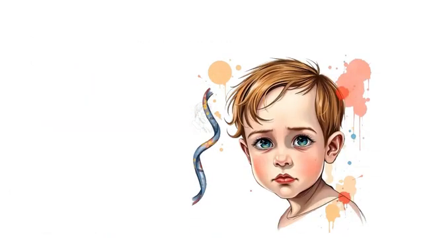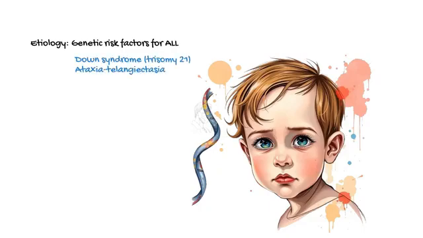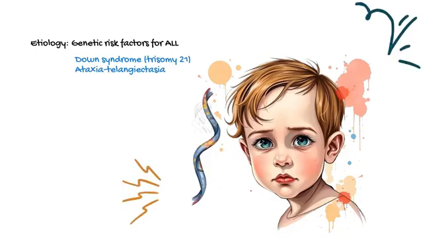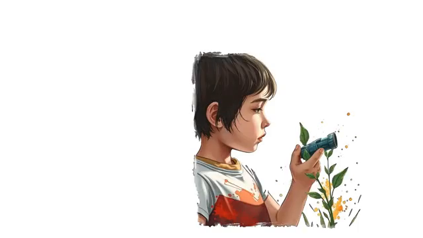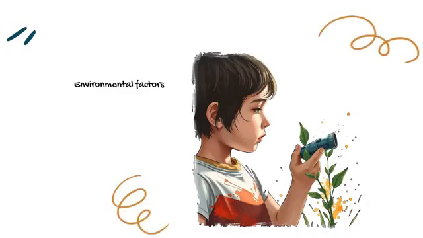Let's begin with etiology. Children with Down syndrome, or trisomy 21, are at a significantly higher risk of developing ALL. Similarly, children with inherited disorders, such as ataxia-telangiectasia, are predisposed. There is some evidence of environmental exposures like pesticides and certain chemical agents playing a role, but in most cases, no definite causative factor is identified.